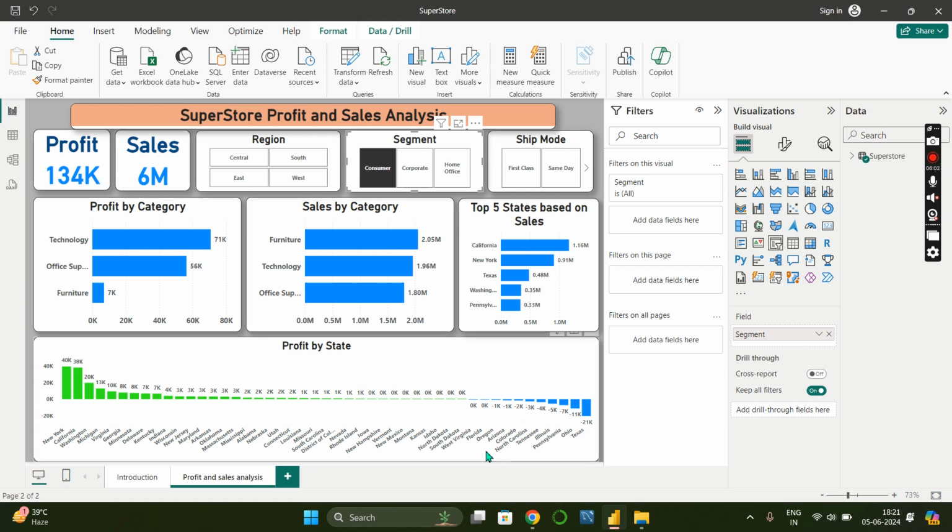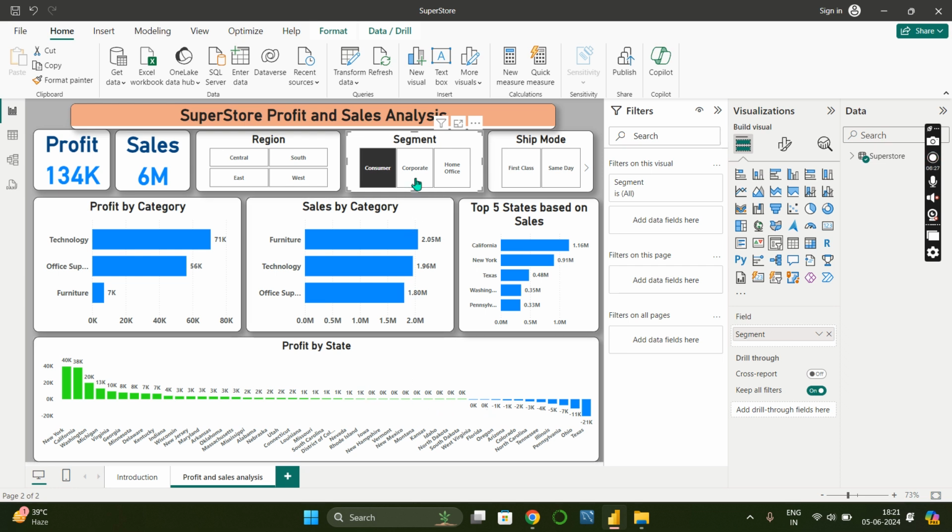There are still some states showing a loss here, like Oregon, Arizona, Colorado, followed by Pennsylvania and Texas, showing loss rather than profit. And there are two regions, West Virginia and Florida, showing no profit and no loss.